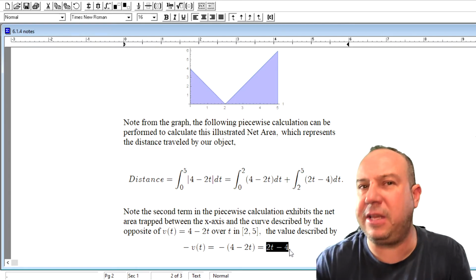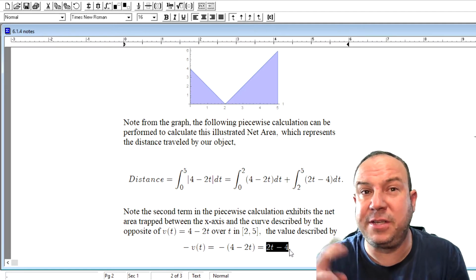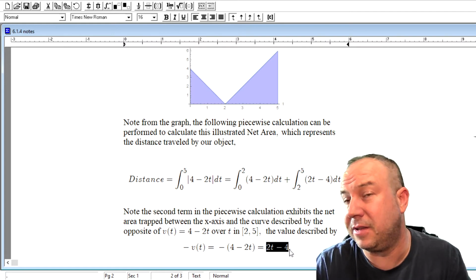For instance, 3. 3 times 2 is 6. 6 minus 4 is 2. 2 is bigger than 0 versus with the negative 2 you would have if you didn't take the opposite there.